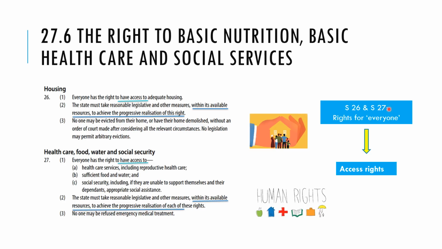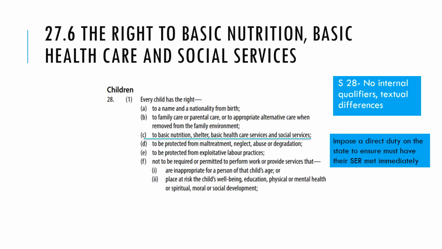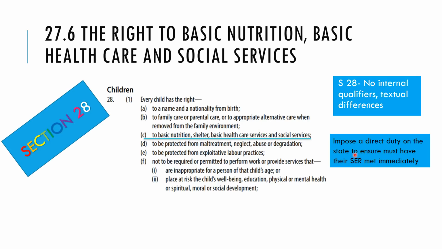This differs from Section 28(1)(c) in the Constitution, which is the rights of children to these same basic rights, housing, nutrition, and such. You will see in the next slide. Okay, so now we're here at Section 28. If you look at Section 28, the difference is nowhere in this section you will find the words "access to." You will also nowhere find progressive realization or that the state should try within its available resources to give access to these rights. So there are no internal qualifiers and there are textual differences between Section 28 and the previous two sections that we looked at.